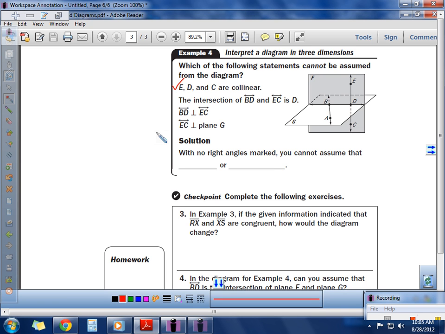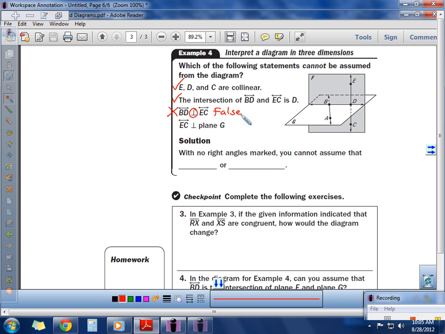Next one. The intersection of line BD and line EC is D. Let's find them. BD goes through here. EC is right here. They cross at D. That is true as well. Next one. BD, line BD, is perpendicular to line EC. Why not? There's no right angle symbol, so this one cannot be assumed. This one is a false. You can't assume it. You cannot assume that one.